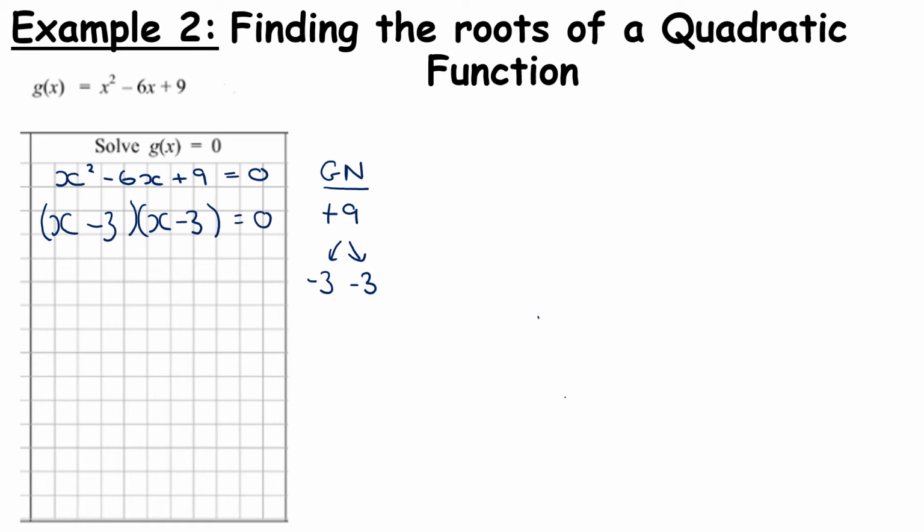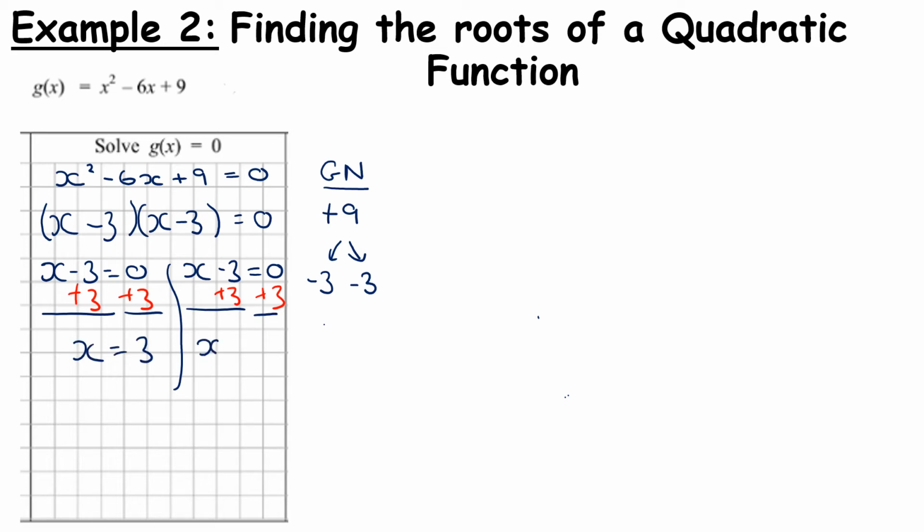zero product property to say that each of these factors, x minus 3, could equal 0. Notice that both factors are the same. So we get x minus 3 equals 0 and x minus 3 equals 0. We can add a 3 to both sides. And when we do that, we get x equals 3 and x equals 3. So we get two answers, but they're both the same. That's kind of interesting. Let's sketch it and talk a bit more about this.